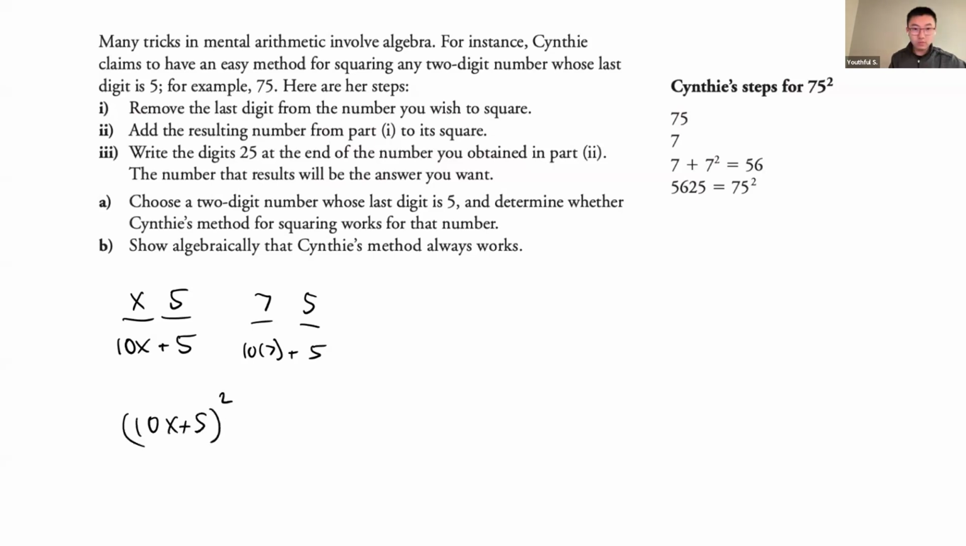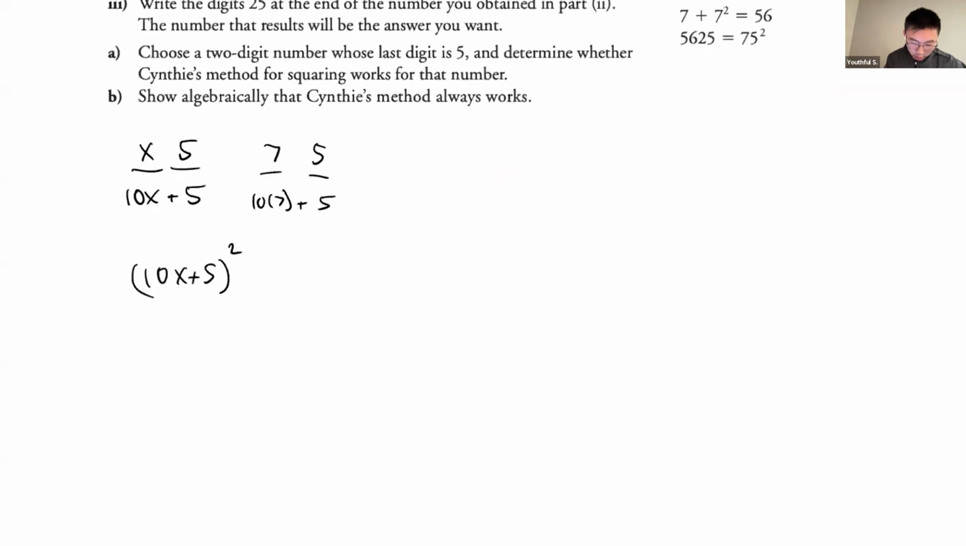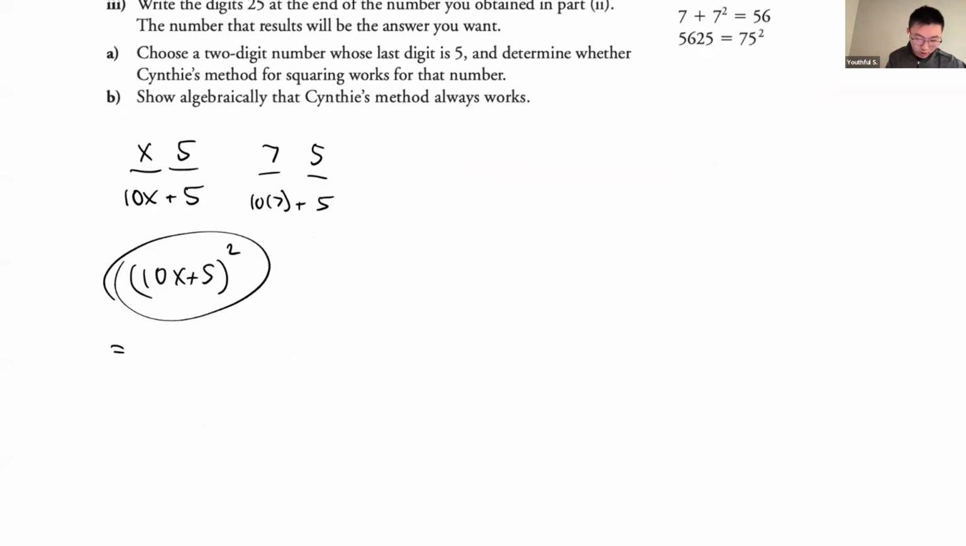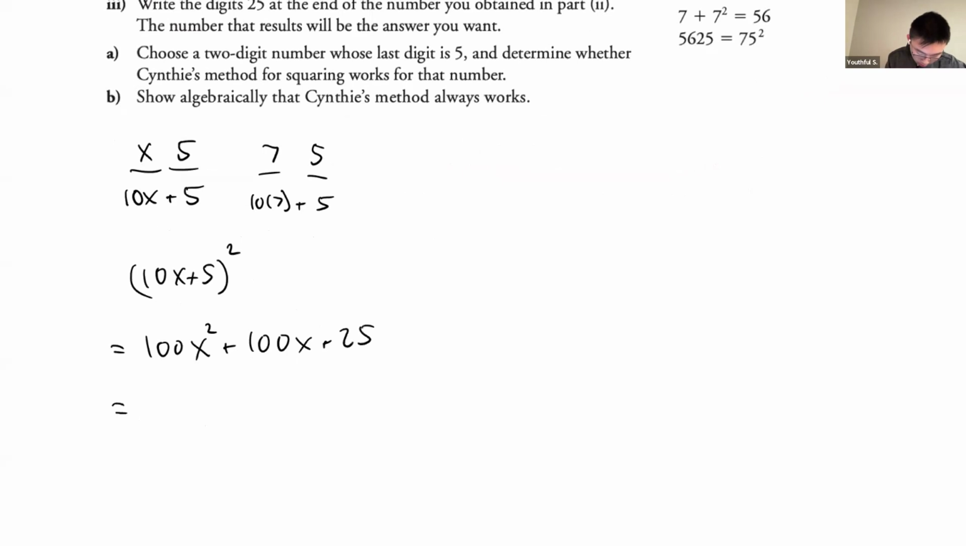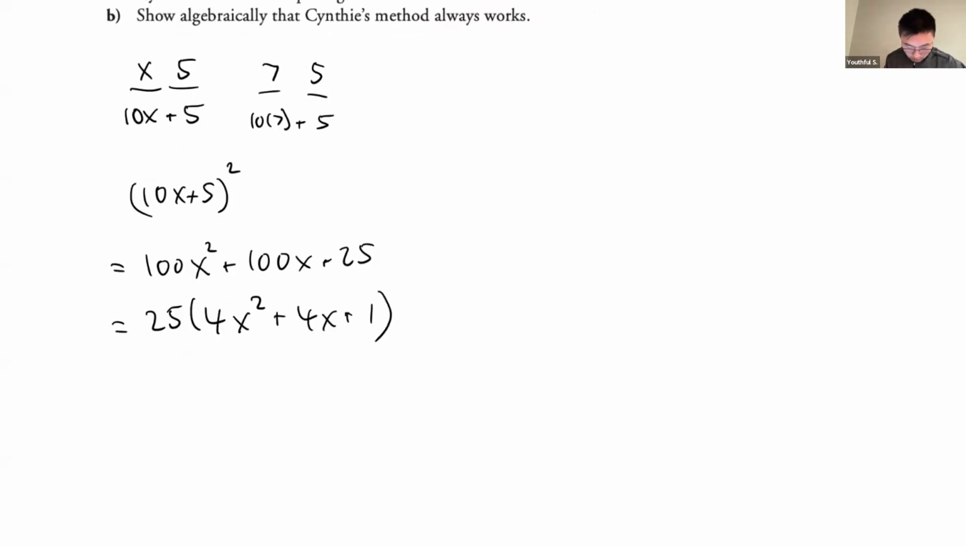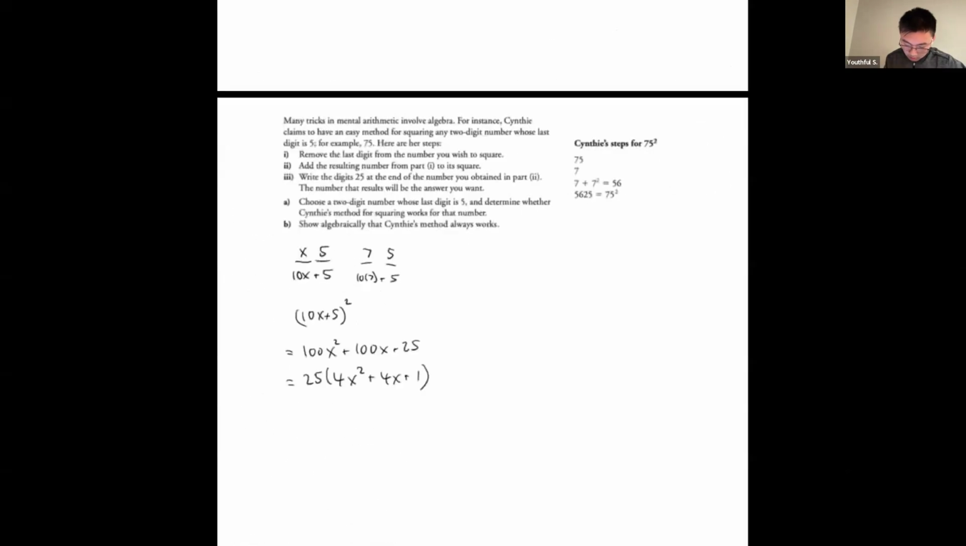And this is where what we learned today comes in handy. So now we just got to square this expression. So this is equal to 100x squared plus 100x plus 25, which is equal to 25 times 4x squared plus 4x plus 1. I'm not sure if this is going anywhere. I feel like this doesn't really go anywhere.